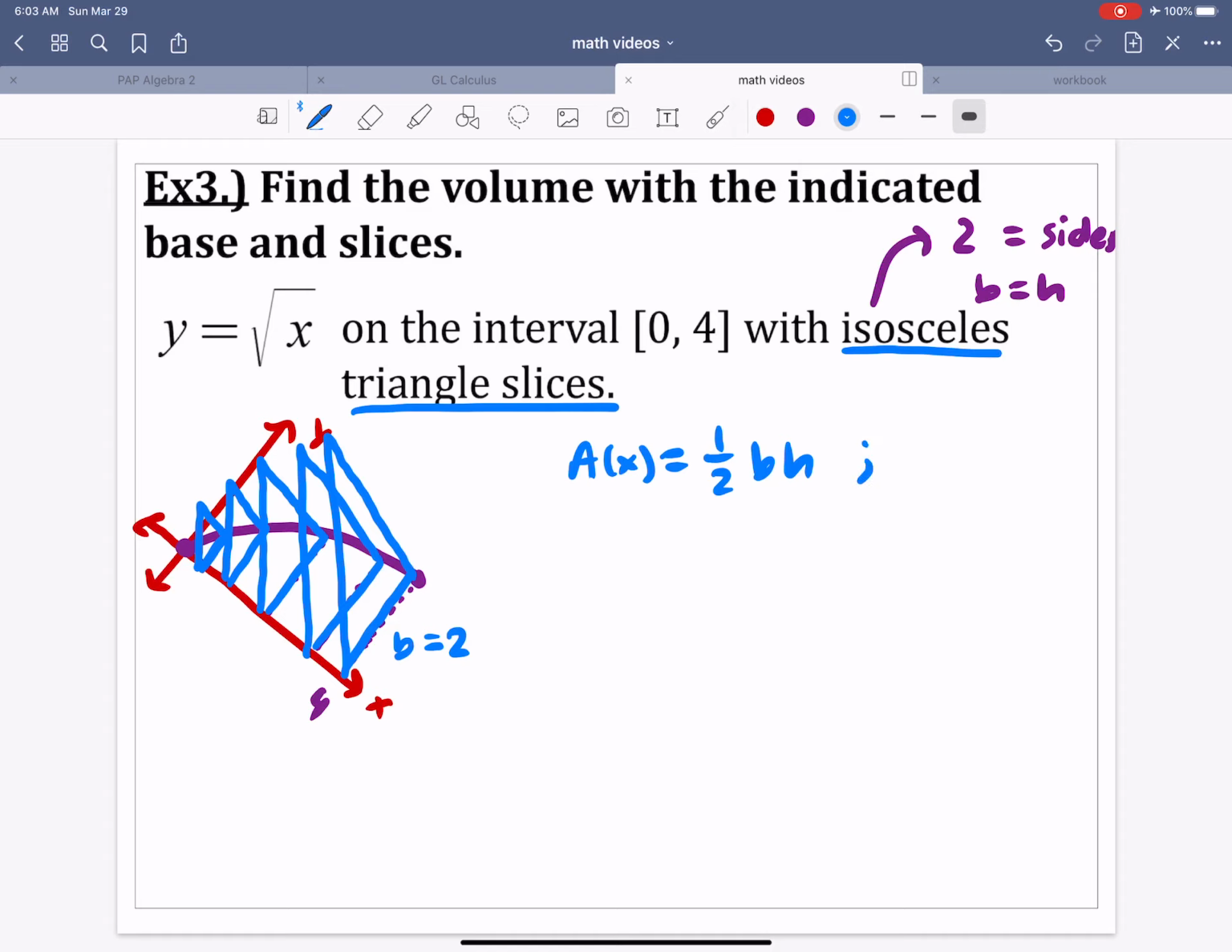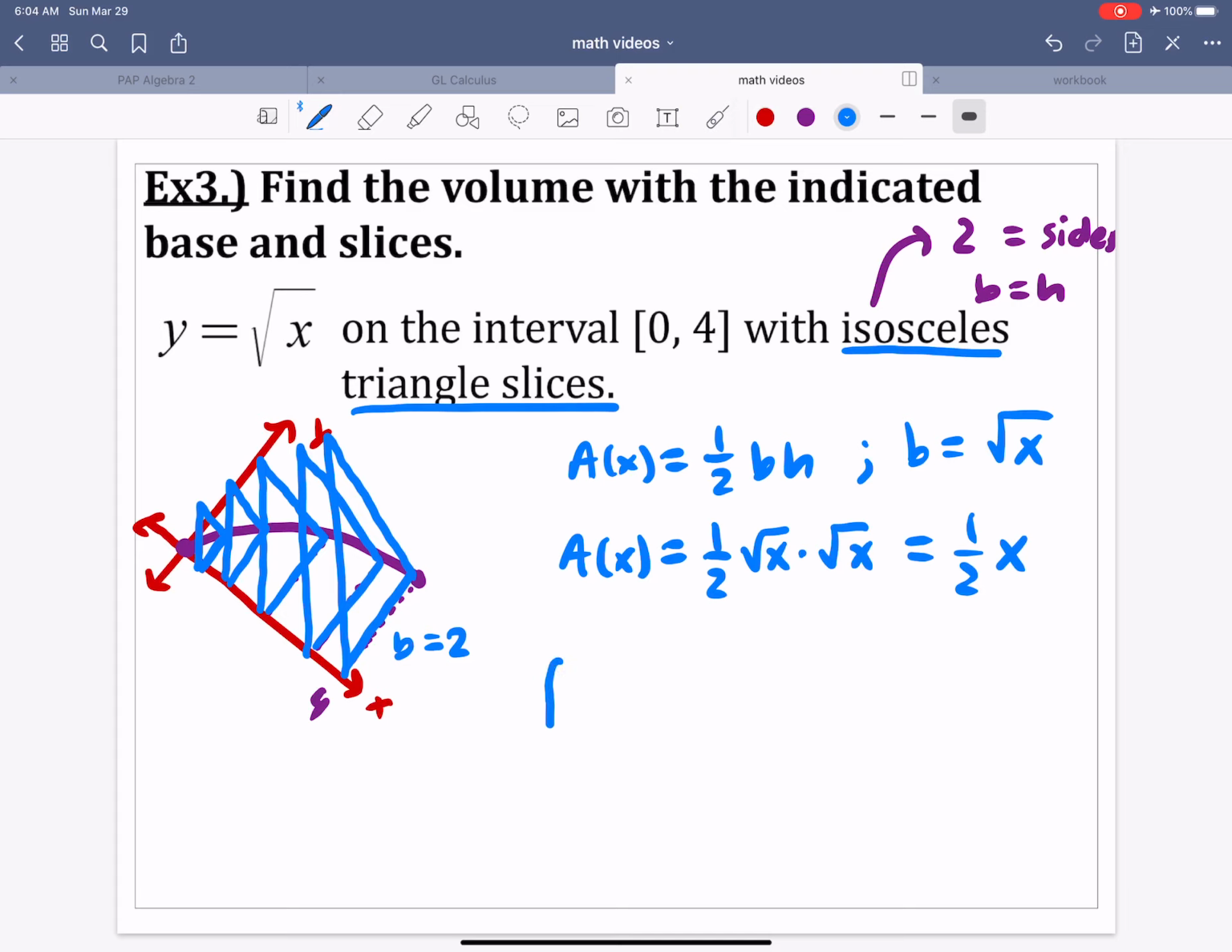So here, the base is going to equal the square root of x. Whatever your x value is, take the square root of it, and that's how you get your base. Remember, we're using the function that's defined for us. More specifically, I know that the base and the height are the same, so that is going to end up being 1/2 times the square root of x times the square root of x. Again, for an isosceles triangle, the base and the height are the same length. So that ends up being 1/2 x, because square root of x times square root of x gives me x.